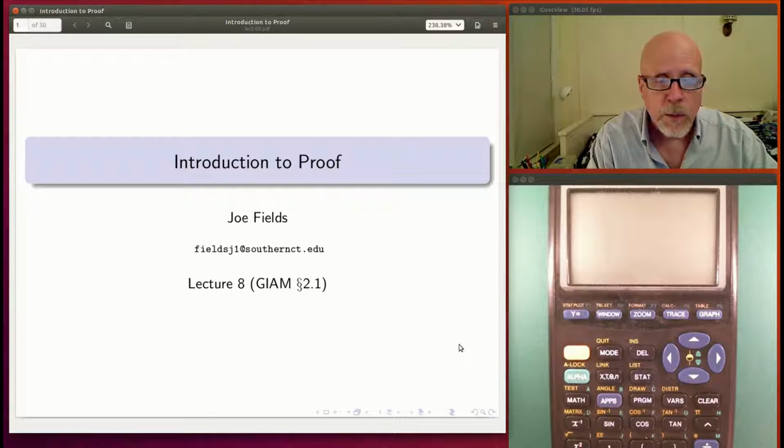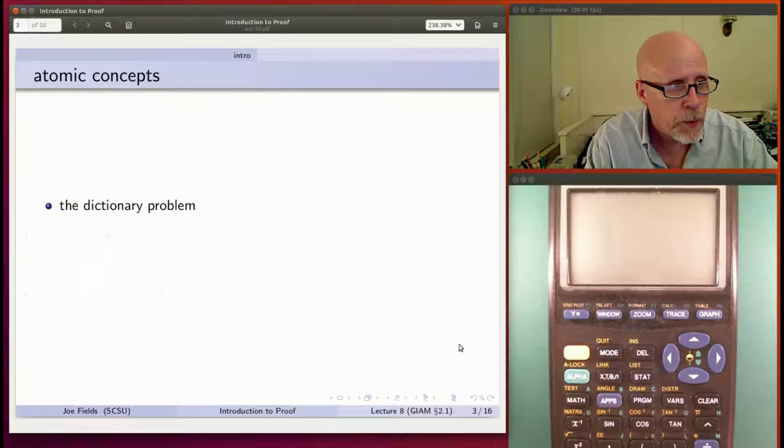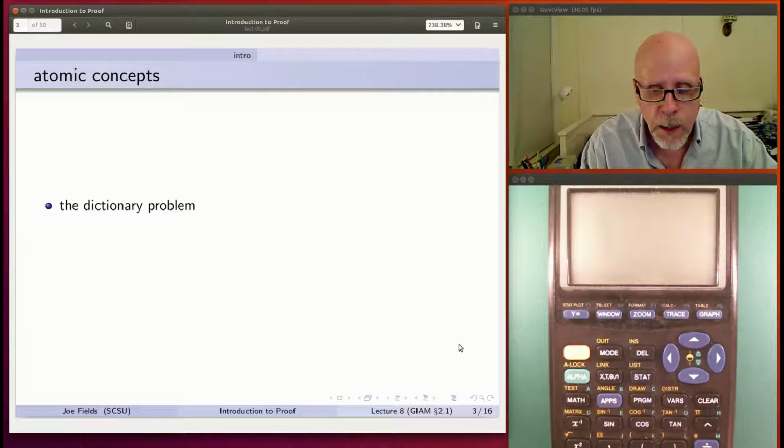We're going to be going over section 2.1 from A General Introduction to the Art of Math today. The layout of our talk today is going to go something like this. We're going to give you some introductory material about logic. That's the main topic of the section. And then we'll talk about logical connectors and finally introduce Boolean algebra. So first, some introductory things.